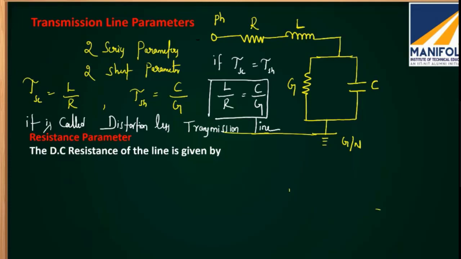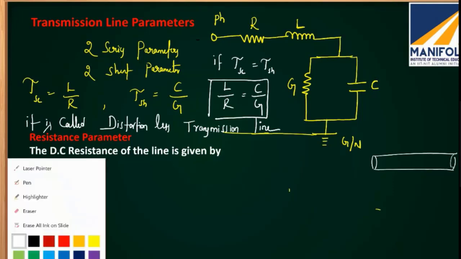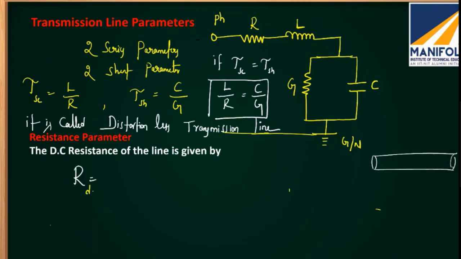Remember this condition. Okay. Now, for any conductor, the DC resistance is given by R equals rho L by pi r square, so many ohms. What is rho? The resistivity of the conductor material.